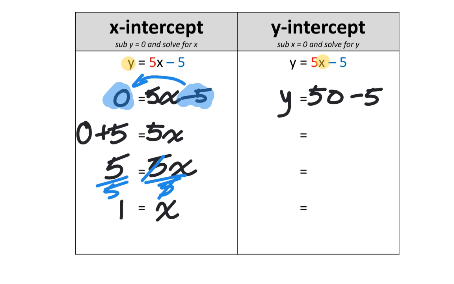Now this looks a little bit strange. This looks like the number 50. This is actually 5 times 0. Using BEDMAS, you'll want to multiply before subtracting. Therefore, 5 times 0 is 0. Then subtract 5 stays exactly the same. And 0 subtract 5 is -5. Therefore, the y-intercept is -5.